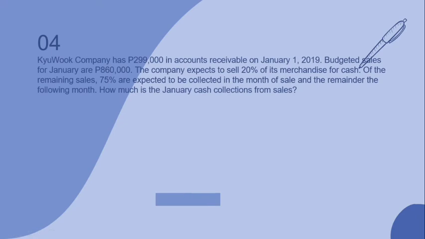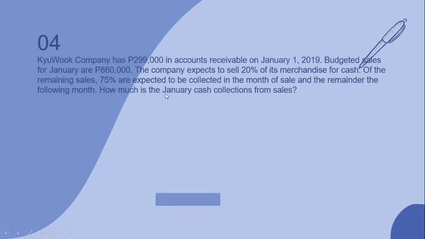Kanya, number 4. Q Company has 299,000 in accounts receivable on January 1, 2019. So, ang iyang opening balance, beginning balance. Then, budgeted sales for January are 860,000. The company expects to sell 20% of its merchandise for cash. Of the remaining sales, 75% are expected to be collected in the month of sale and the remainder the following month. How much is the January cash collections from sales?